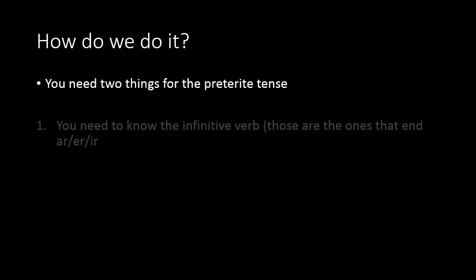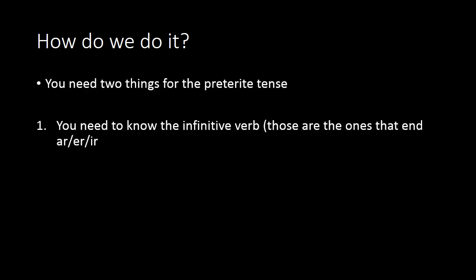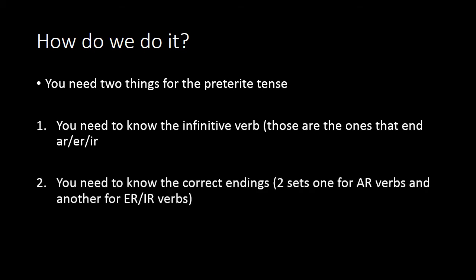Okay, so now you get what it is. You need to know how to form it and when you use it. So, how do we do it? You need two things for the preterite tense. You need to know the infinitive verb, those are the ones that end AR, ER or IR. You need to know the correct endings, and there's two sets, one for AR verbs and another one for ER and IR verbs. So firstly, the infinitive verb.